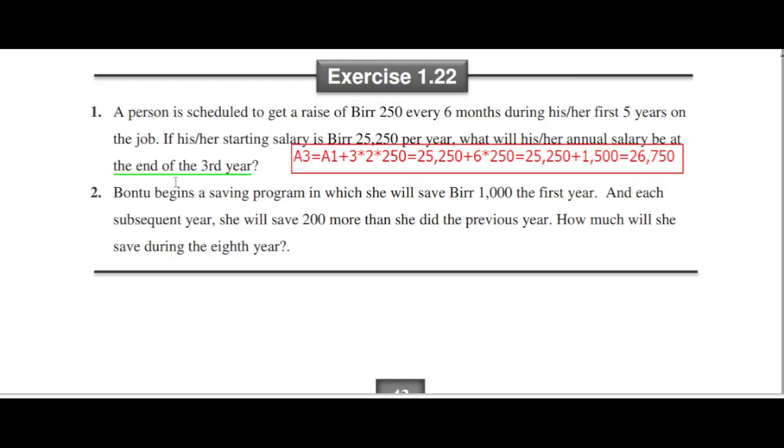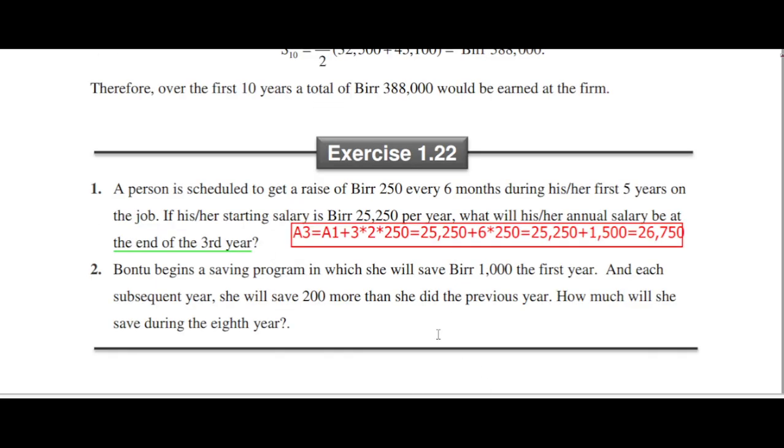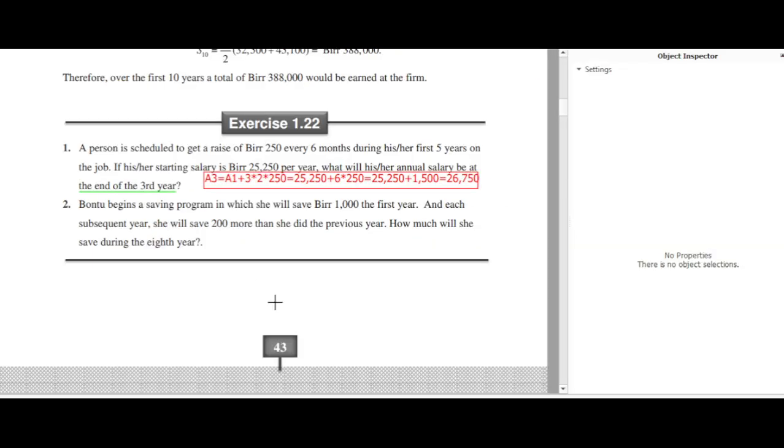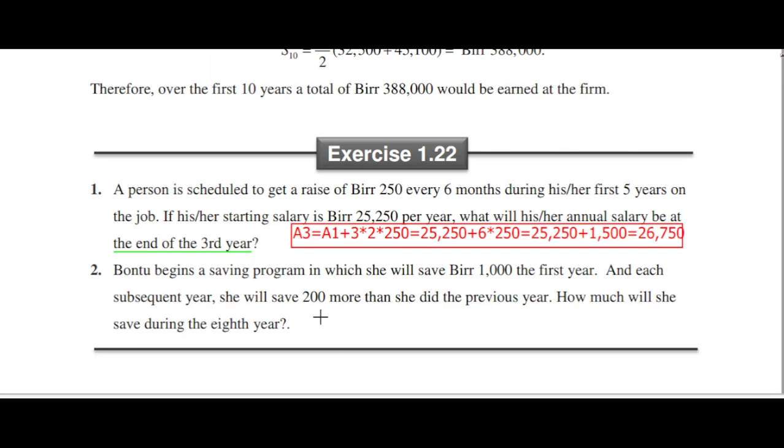Now let us go to question number B. Bond begins a saving program in which she will save 1,000 the first year, and each subsequent year she will save 200 more than she did the previous year. How much will she save during the 8th year? Okay, here we have the first given thing. A1 is equal to 1,000.